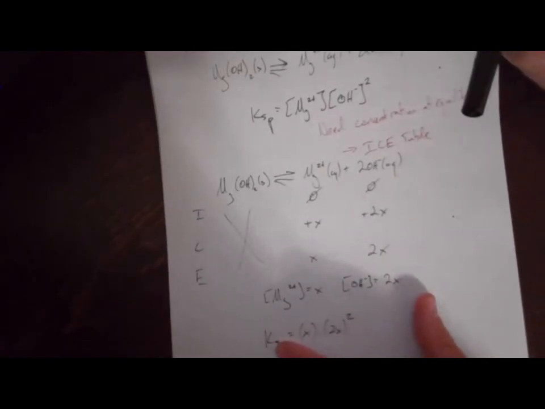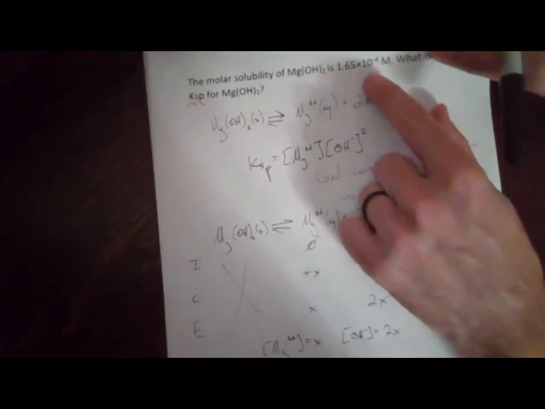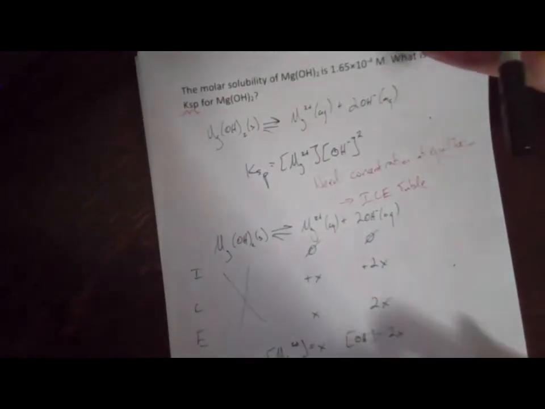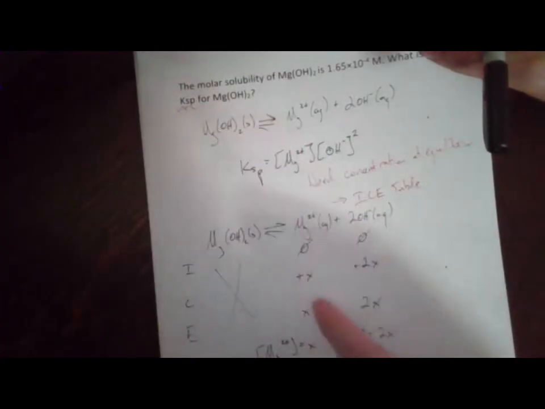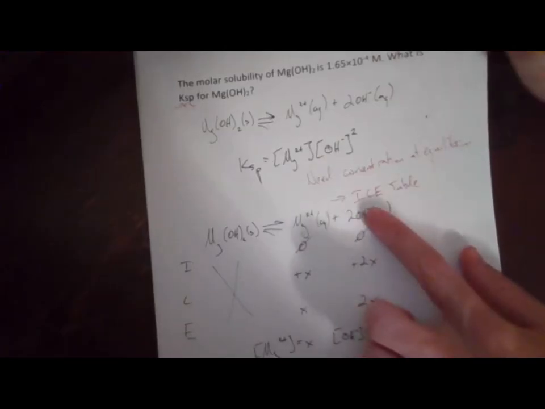So the question is, where does x come from? Right? What is the value for x? Because that's what we really would need to plug in to get the value for KSP. And that x is going to be equal to our molar solubility. This tells us the molarity of the magnesium hydroxide that would be there. And so basically that tells us 1 mole of this gives us 1 mole of magnesium and 2 moles of the hydroxide. So x is always going to be your molar solubility.